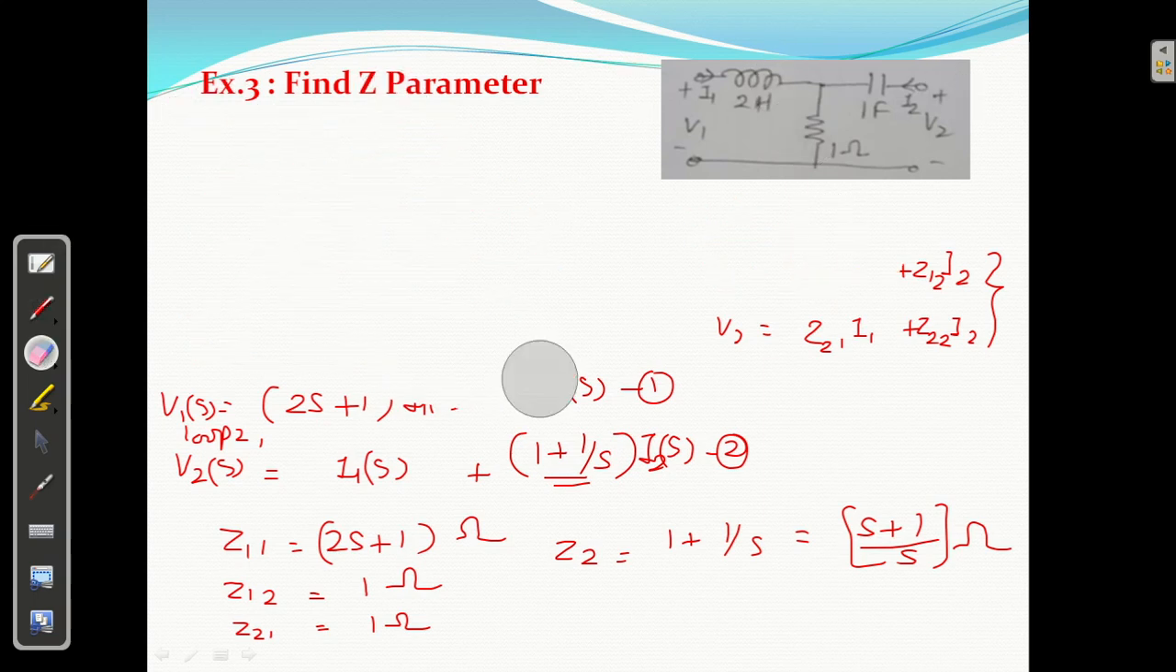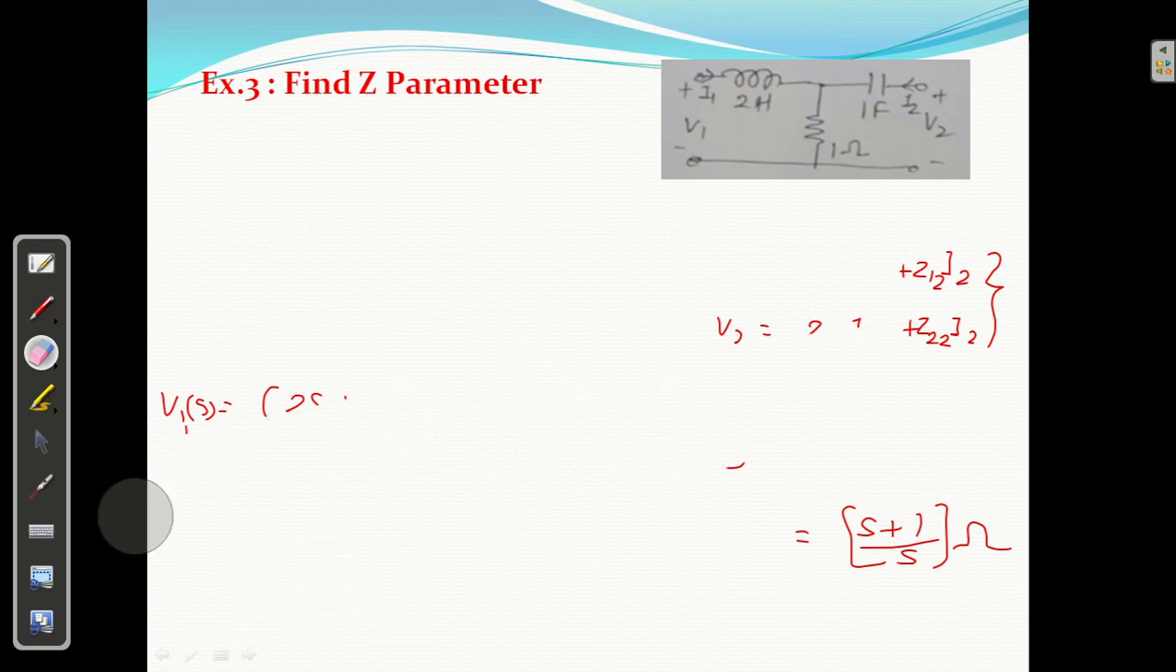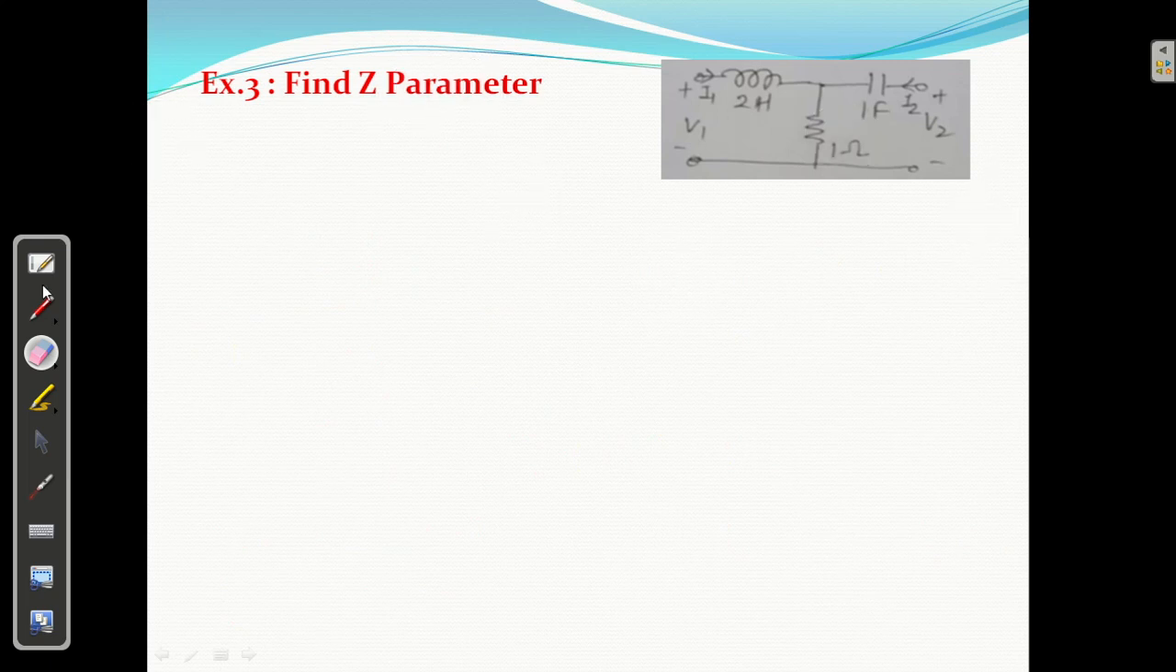When R and C come in, what do you have to do? First, we have to draw the transform diagram and then we have to solve.